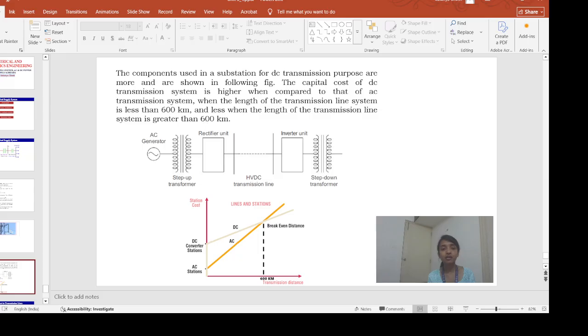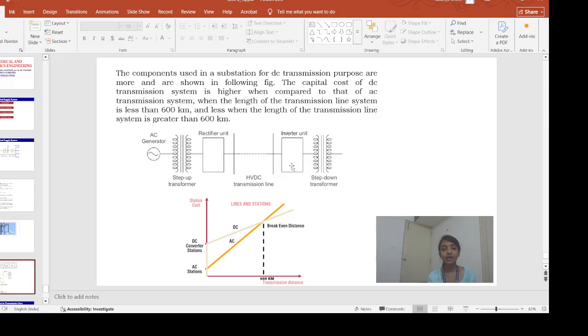Now, why are we preferring the AC transmission system for a transmission line length of less than 600 kilometers? This is because you can see at the sending side we have a rectifier unit, and at the receiving side we have an inverter unit. These, the rectifier unit and the inverter unit, are parts of the converter stations. In the converter stations at the sending side and the receiving side, we have complex power electronic components like IGBT, or insulated gate bipolar transistor, and SCR.